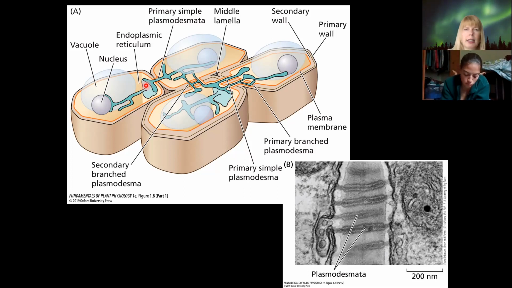It's important to recognize it's an open channel. There are no guards there to say you can't come through and you can come through. It's just a physical size thing. Whatever's small enough to fit through can fit through. There's no gated system here in any way. All right, so we have the plasmodesmata, really, really important.